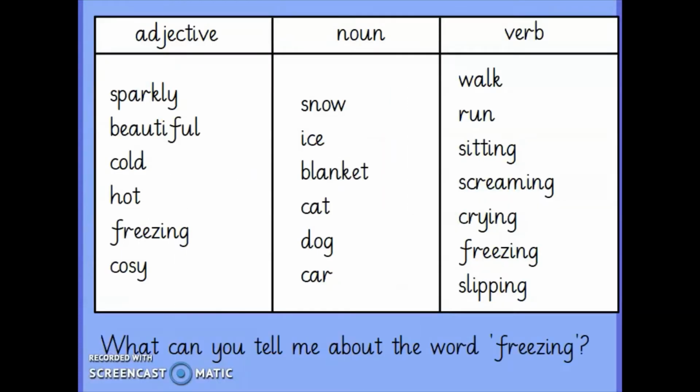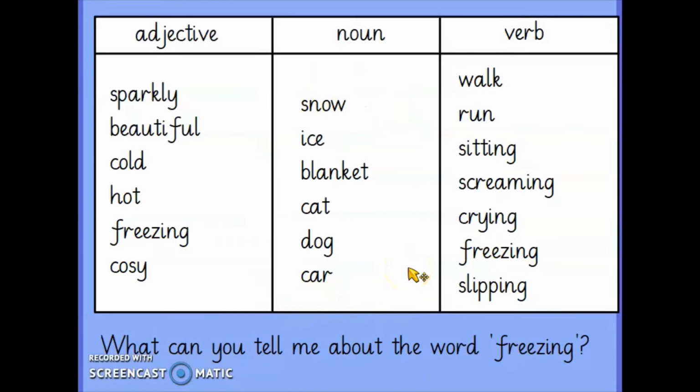So here are the correct word classes that the other words belong in. So we've got some adjectives such as sparkly, beautiful, cold, hot, freezing, cosy. Remember, an adjective is a word to describe things. We've got some nouns, which are names of things and objects. So snow, ice, blanket, cat, dog, car. They are all things with names.